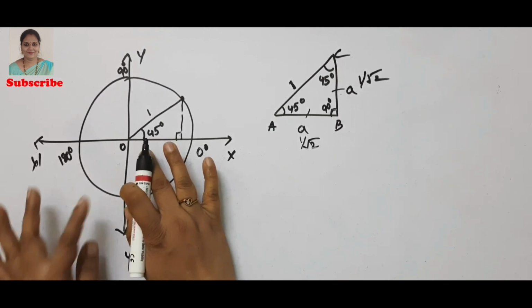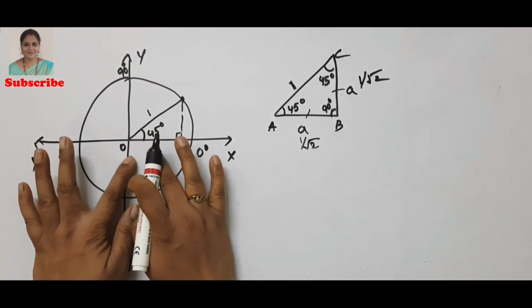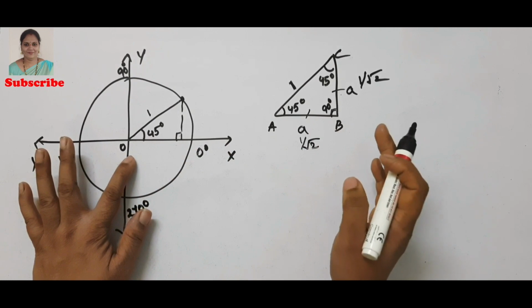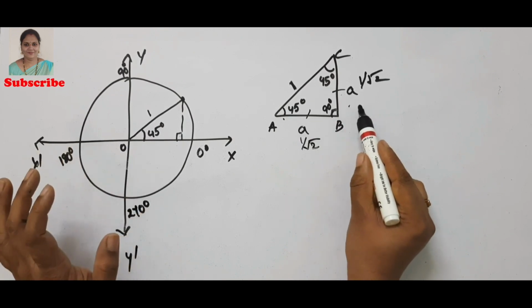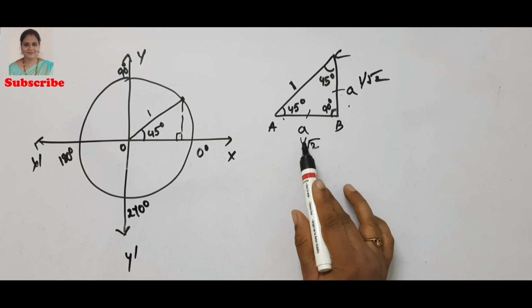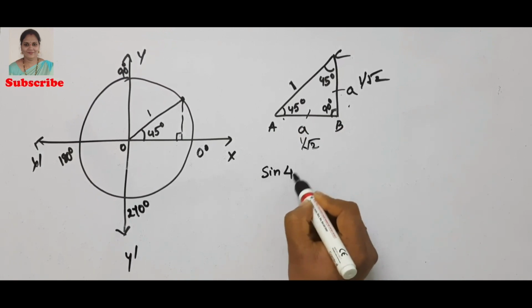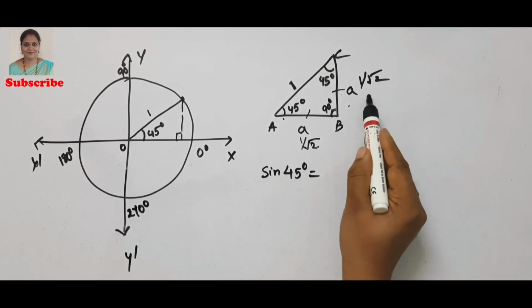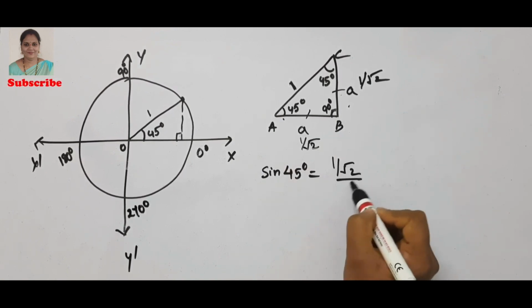We are calculating the angle at this side. We are taking the angle here at this point and doing the calculation. The side opposite to this angle will be the opposite side, the side opposite to 90 degrees will be the hypotenuse, and this will be the adjacent side. So sin 45 degrees will be opposite side by adjacent side, so 1 by root 2 by 1.